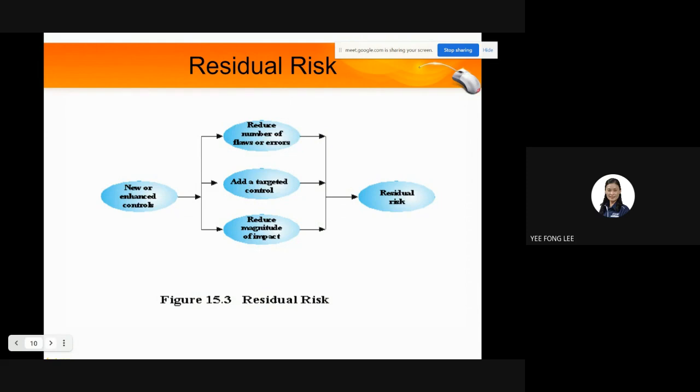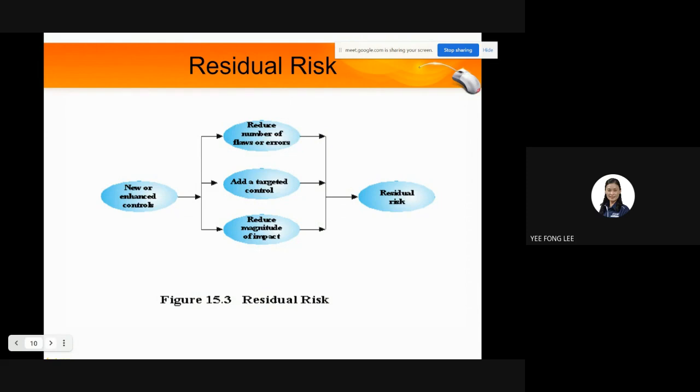The reduction in likelihood might result either from reducing the vulnerability or weaknesses in the system, or from reducing the capabilities of the threat source. The reduction in consequence occurs by reducing the magnitude of the impact of the threat occurring in the organization. It means they want to reduce the degree of impact on the organization.